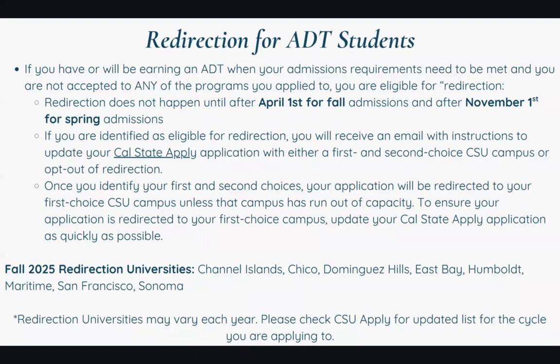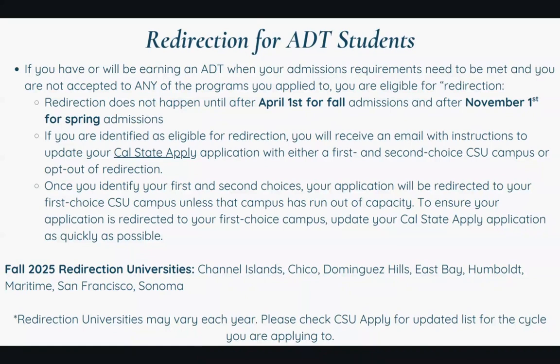you will receive an email with instructions to update your Cal State Apply application with either a first and second choice Cal State campus or opt out of the redirection. Once you identify your first and second choices, your application will be redirected to your first choice campus, unless that campus has run out of capacity. To ensure your application is redirected to your first choice campus, please update your Cal State Apply application as quickly as possible.